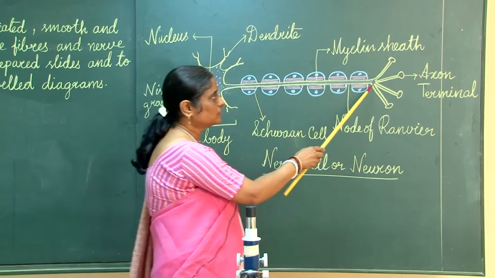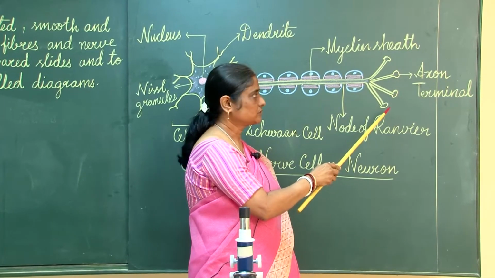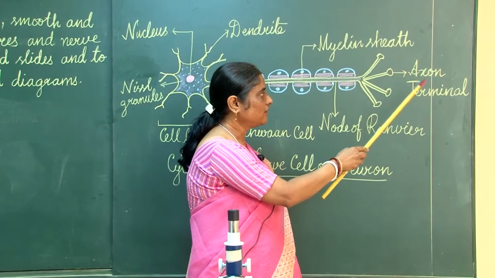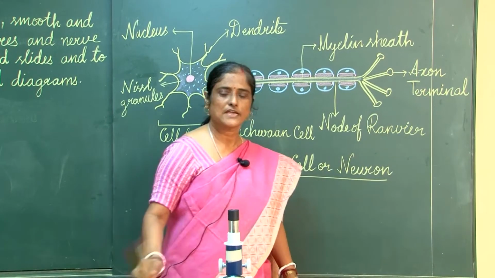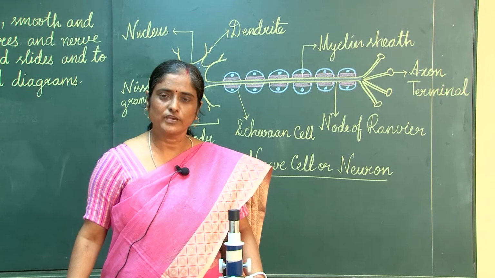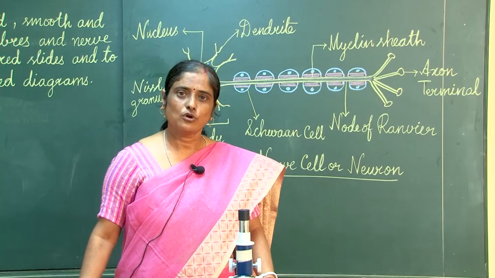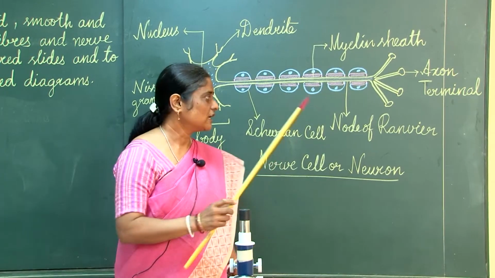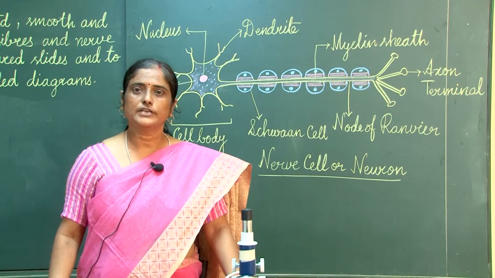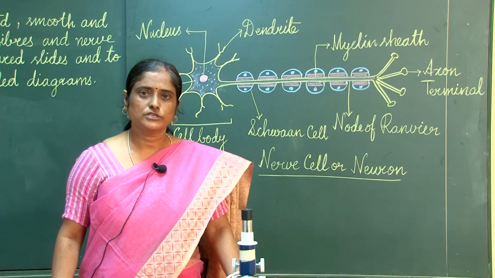The other end of the axon is terminated into button like structures. You can call them as axon terminal, where it is attached to the dendrite of the next neuron, forming a synapse across which the impulse is transmitted. In this way, neuron can conduct impulse from one end of the body to another end. This is just one cell, but many neurons or nerve cells, they form a nerve fiber which helps in the conduction of impulse. That is all for today, children. Thank you.